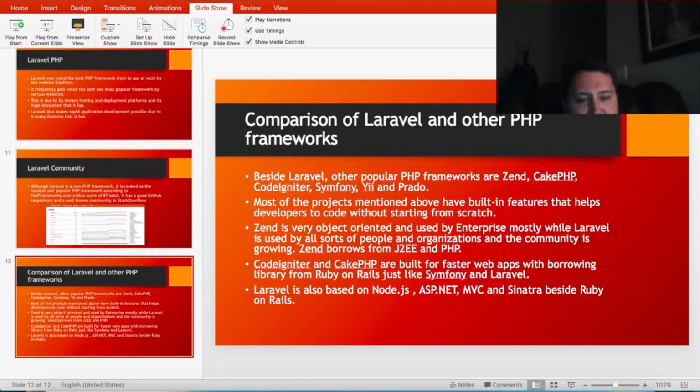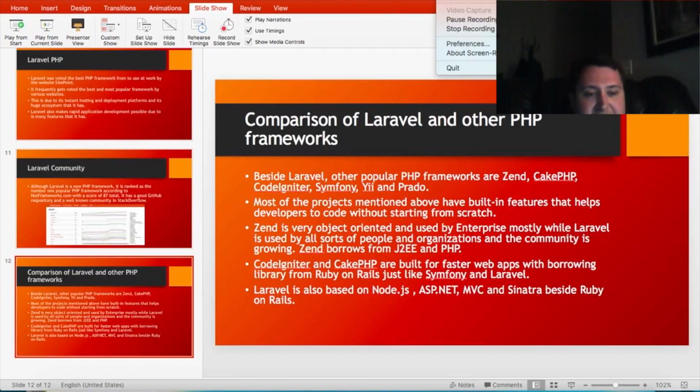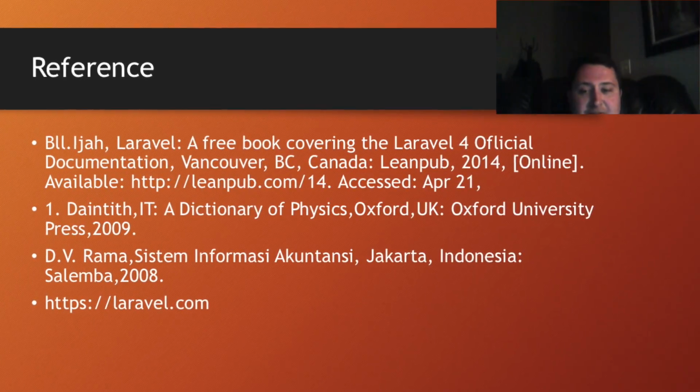Zend borrows from J2EE and PHP. CodeIgniter and CakePHP are built faster for web apps, with a routing library from Ruby on Rails, just like Symfony and Laravel. Laravel is also based on Node.js, ASP.NET MVC, and Sinatra, which is based on Ruby on Rails.